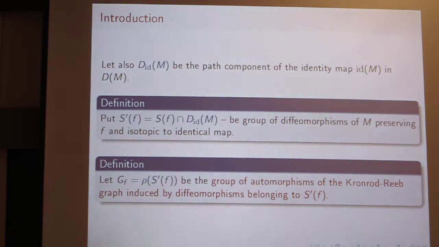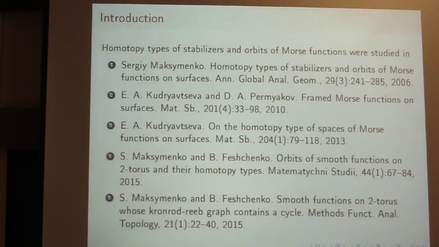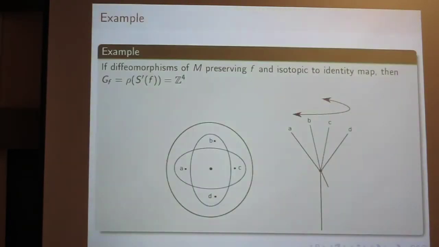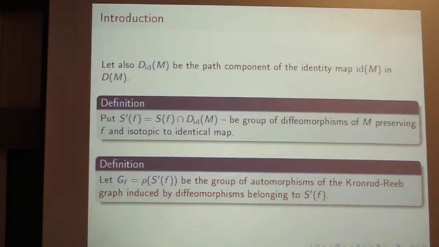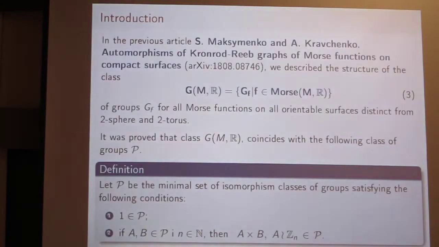Lena Kudryavtseva, from Moscow, proved that the orbit of a Morse function is homotopy equivalent to the quotient of a torus by some finite group G, with respect to a free action. And this group G is precisely the group which Anya considers. So this group acts on the torus.